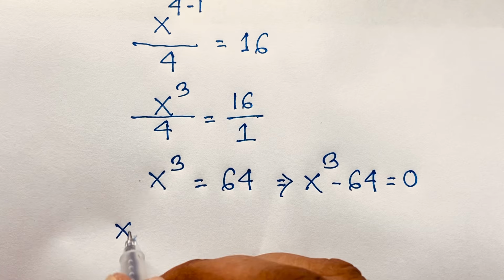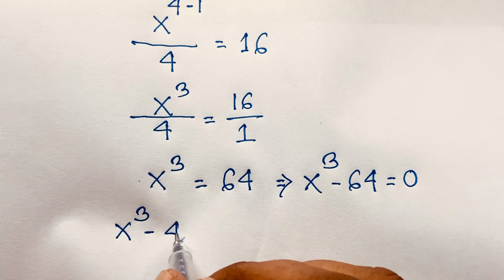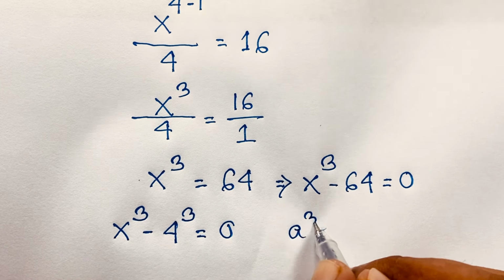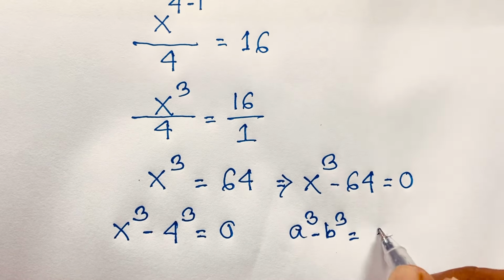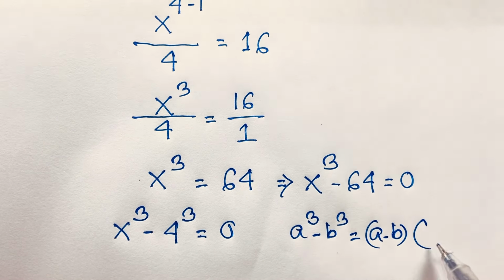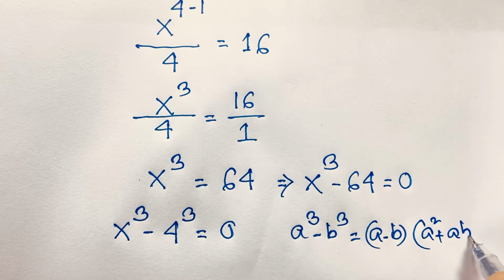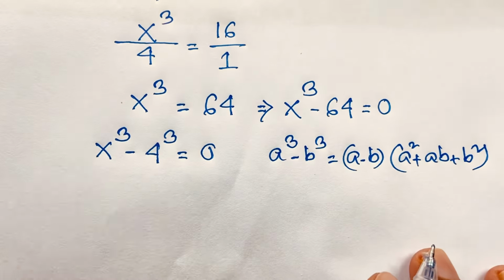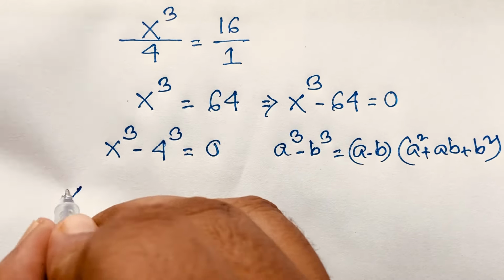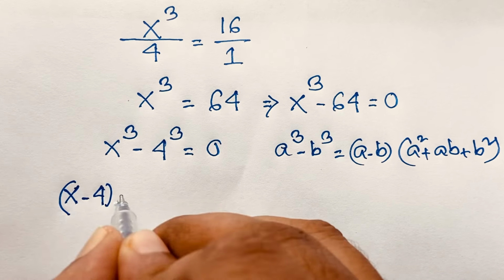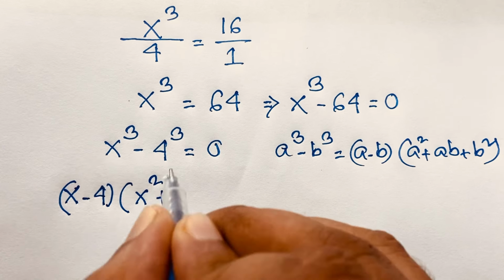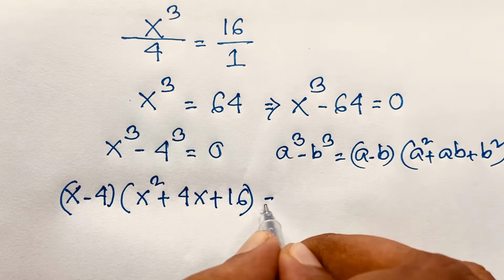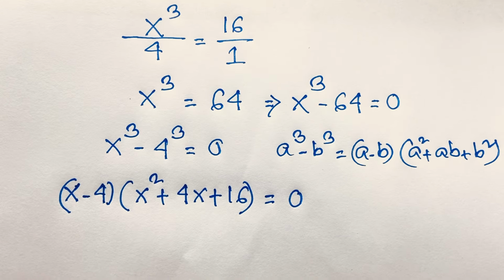Now here x to the power 3 minus 64, it will be 4 to the power 3 is equal to 0. Then you know that a cube minus b cube is a minus b times a square plus ab plus b square. So according to this formula, you can see easily this expression will be x minus 4 times x square plus 4 times x, which is 4x, plus 4 square, which is 16, is equal to 0. So we find out two cases.